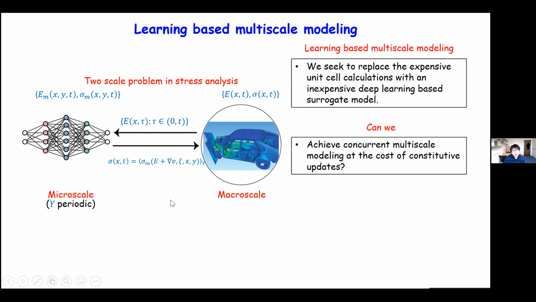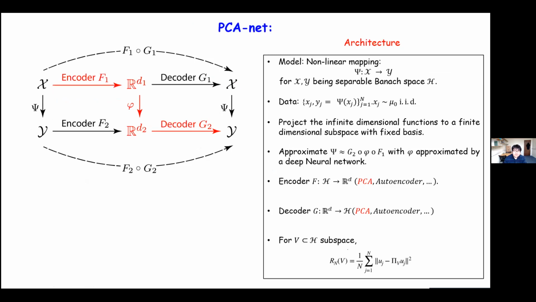So what we are proposing for this learning-based multiscale modeling is, rather than actually solving this fully resolved, very expensive PDE, let's just replace that with a neural network or neural operator that we have developed. What we seek to achieve here is to replace the expensive unit cell calculations with an inexpensive deep learning-based surrogate model. We're asking this question: can we achieve concurrent multiscale modeling at the cost of constitutive updates from a data-driven approach? So the answer is yes.